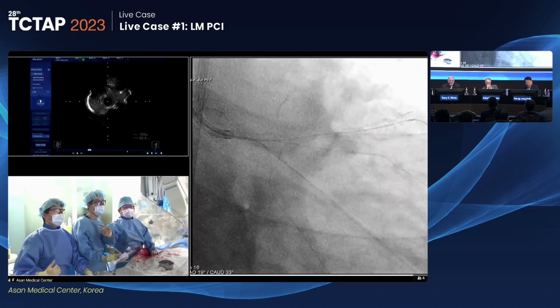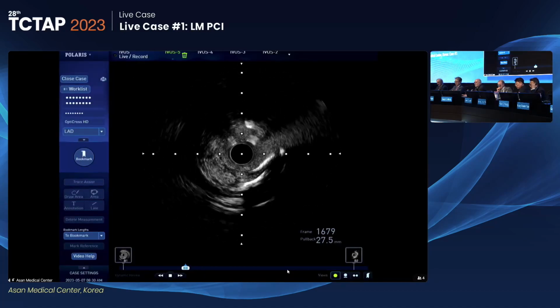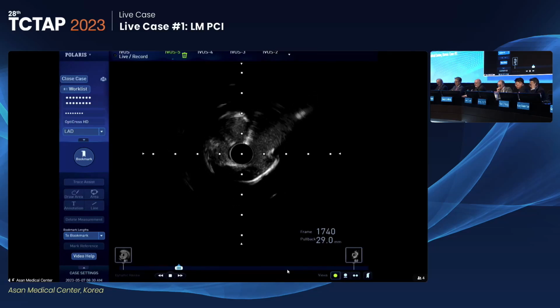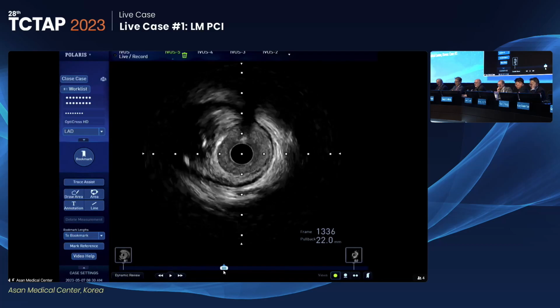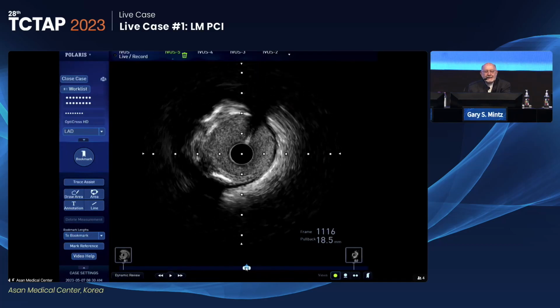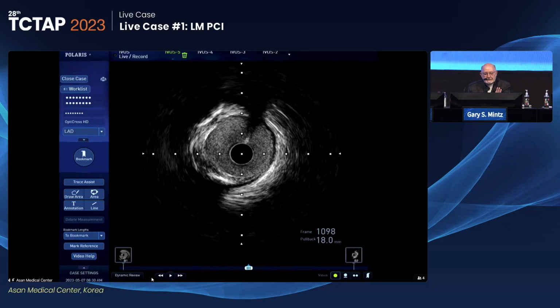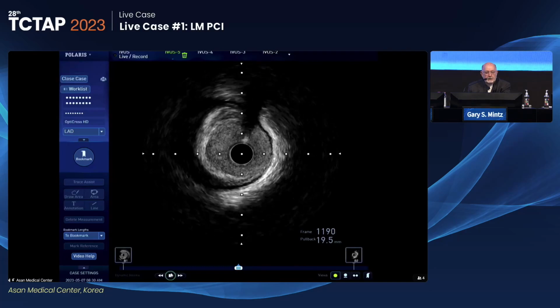Never mind. Okay. Go a little more distal, please. Distal, more distal. You mean the distal LAD? Right there. Stop. Just let it play. Stop. Yeah, play. Play. Thank you.